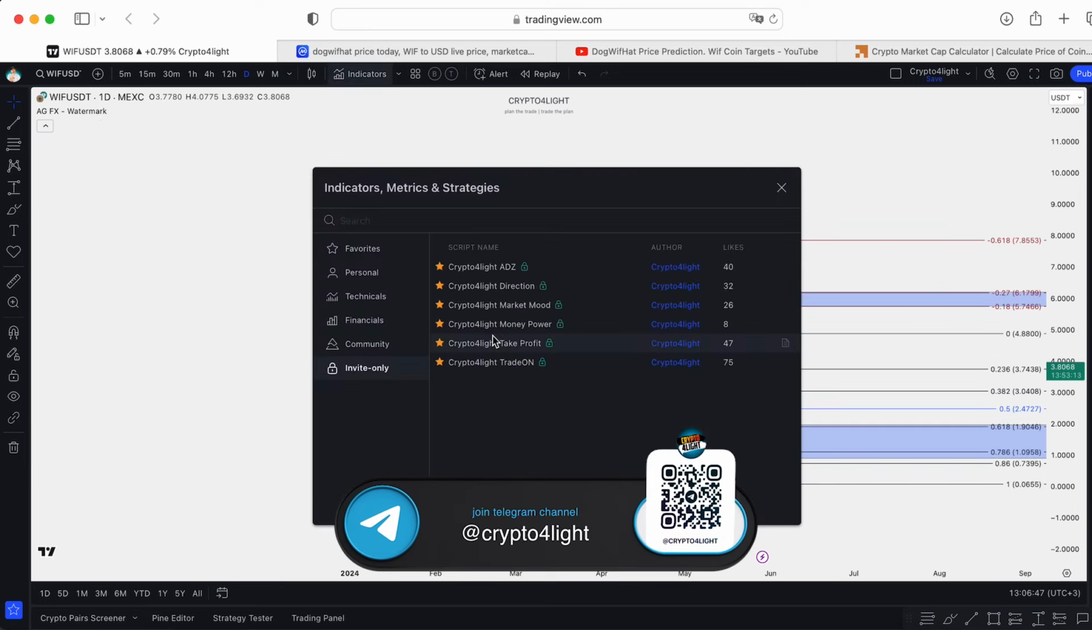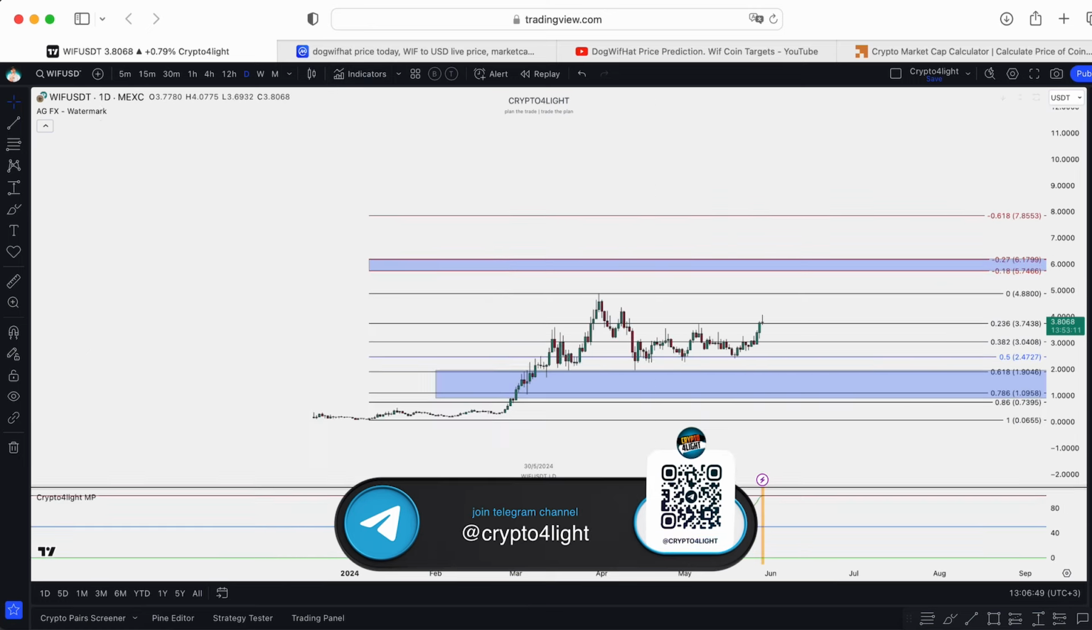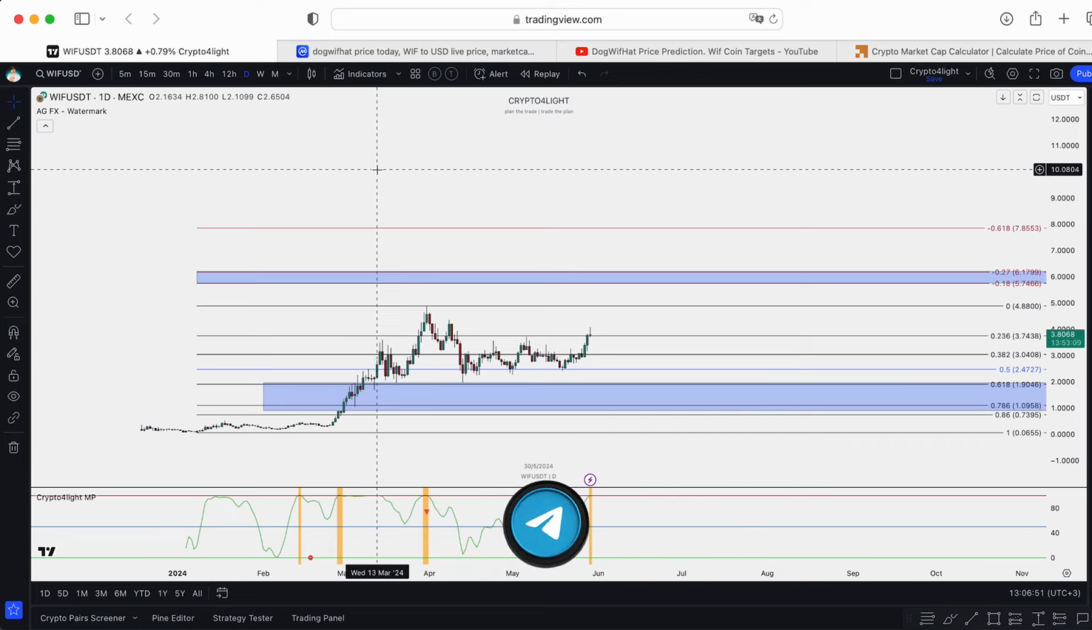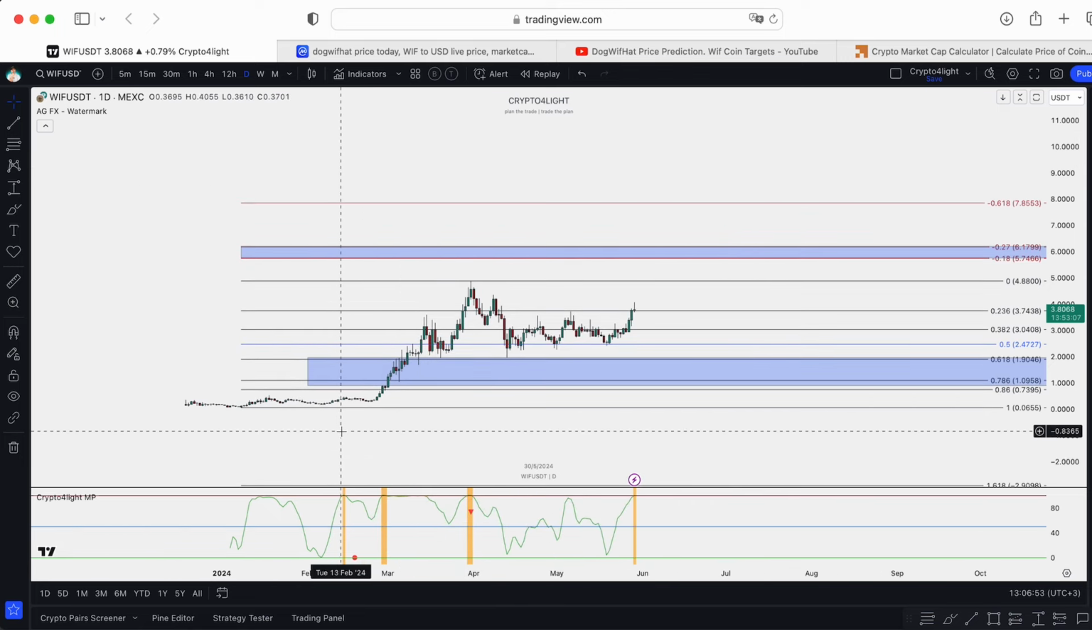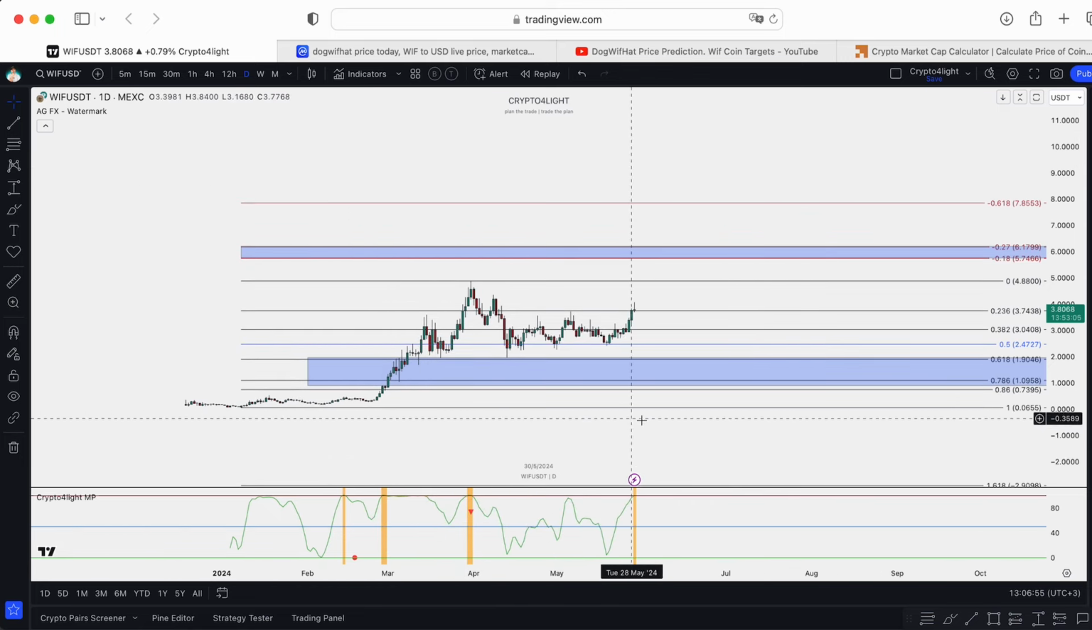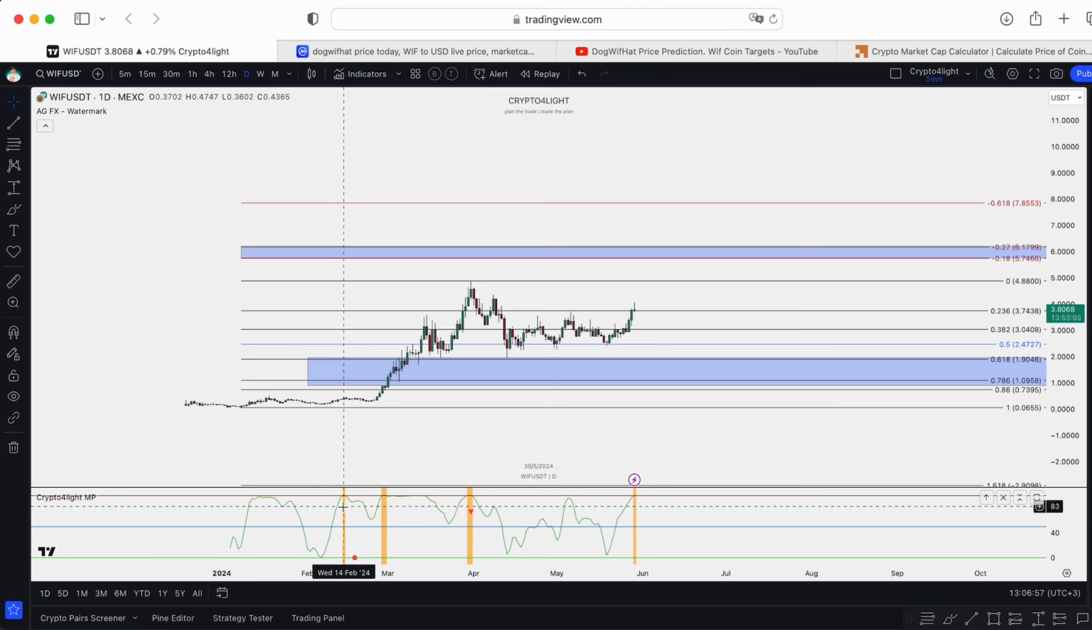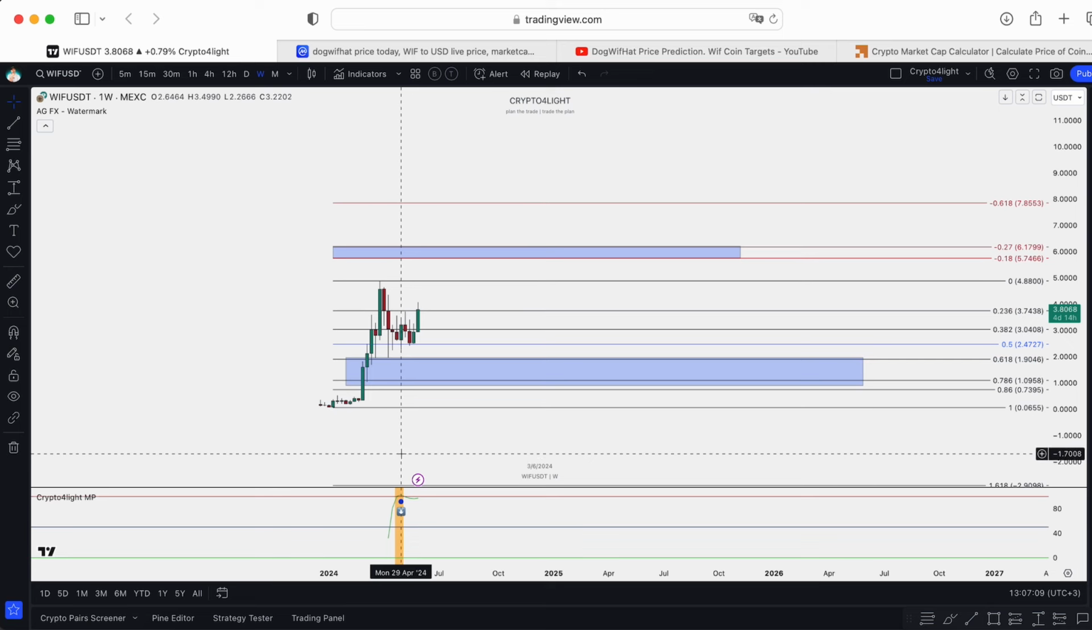Let's take a look, but of course, it's a daily time frame. Money power. Also, one more warning here. 1, 2, 3, 4. Every single time when you see this orange column, it's the time when the whales fix profits. So they withdraw their money. So they start selling it step by step. That's the point. Weekly time frame also. Here's where the whales fix profit.